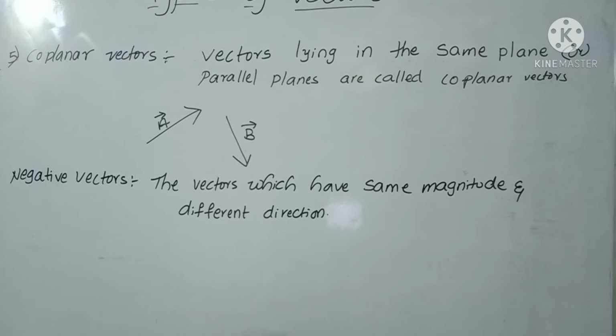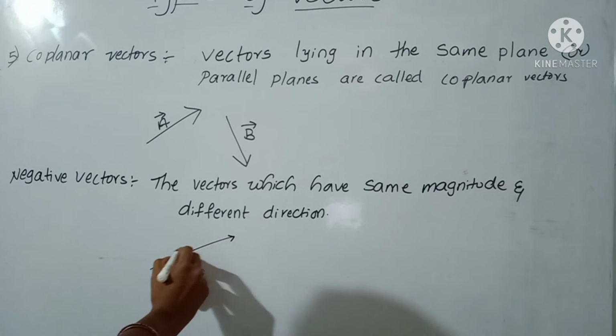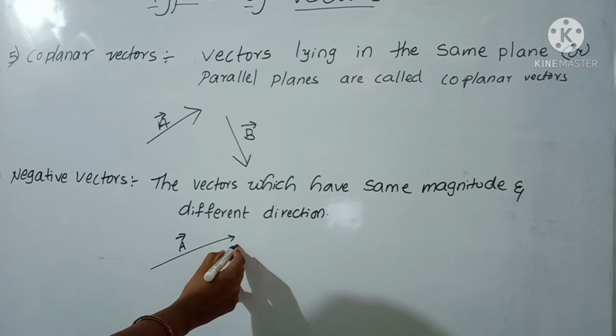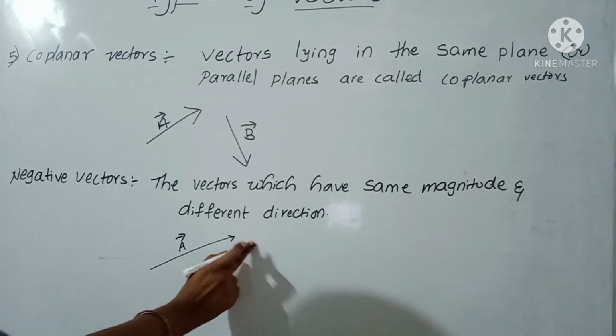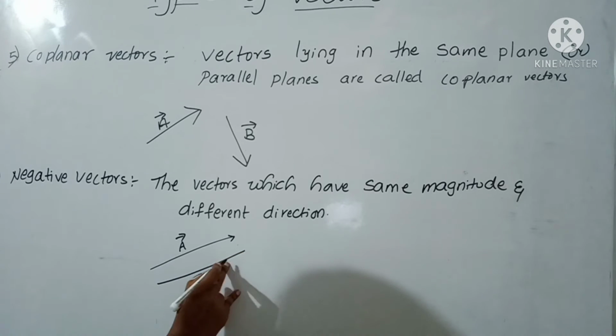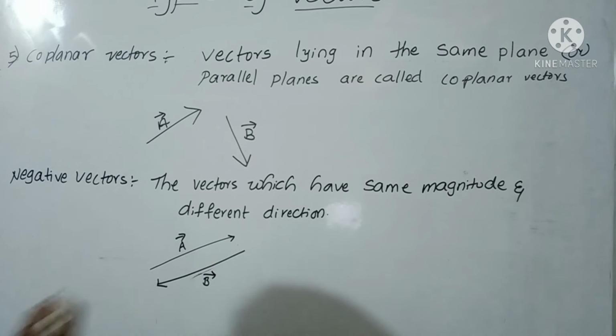Sixth one, negative vectors. Negative vectors are vectors which have the same magnitude and different direction. Let's draw the diagram. This is the A bar, and they mention the same magnitude, so this line is the same length, which indicates the magnitude. So the magnitude is the same, but the direction is different. These are called negative vectors.